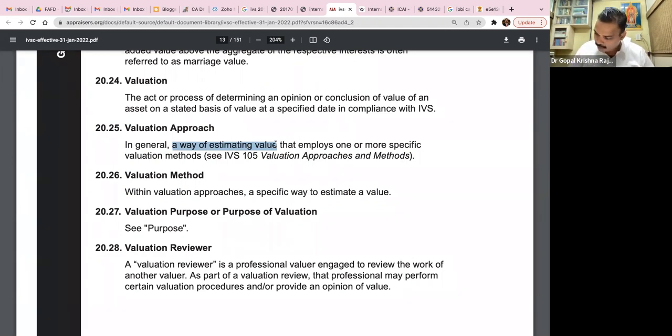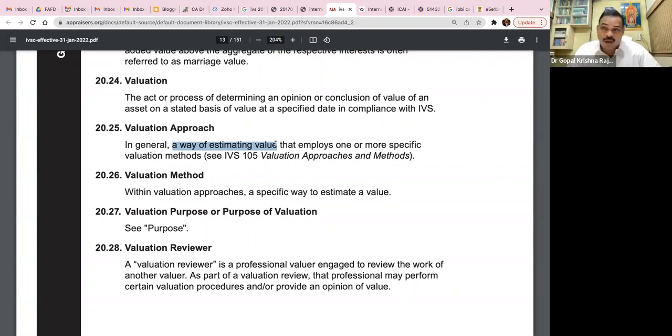Okay, 20.26. What is it? Valuation method. Now here, they are very clear that within a valuation approach, a valuation method is a specific way to estimate a value. That means there are various methods. Even your International Valuation Standard specifies only a few methods. So let us not jump to the conclusion that these are the only methods.